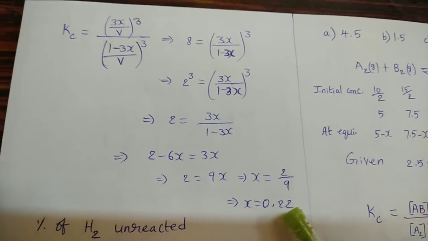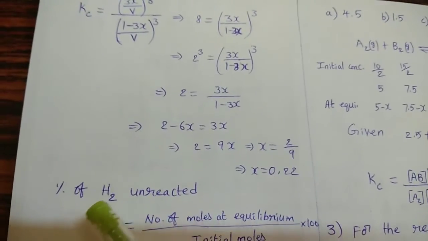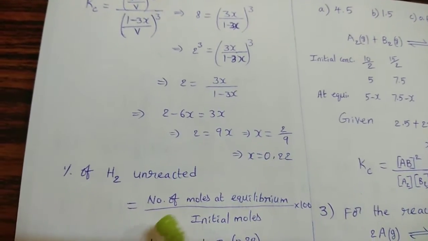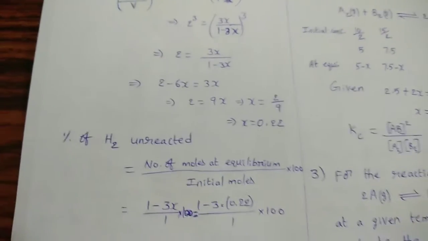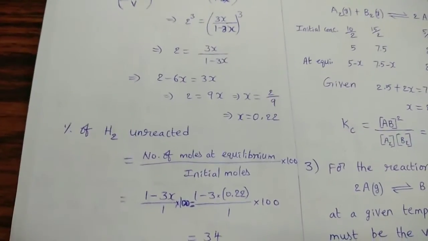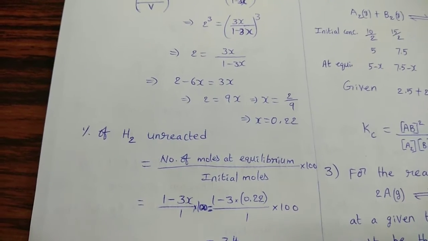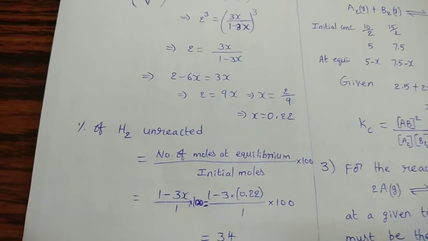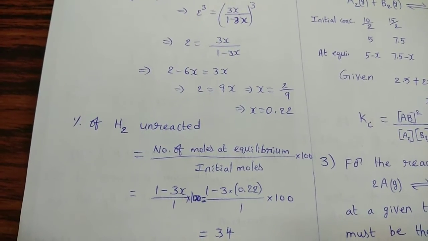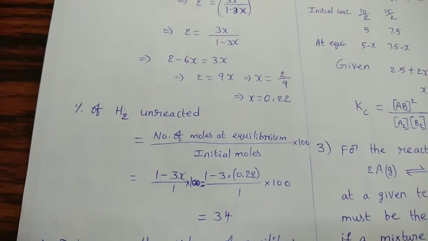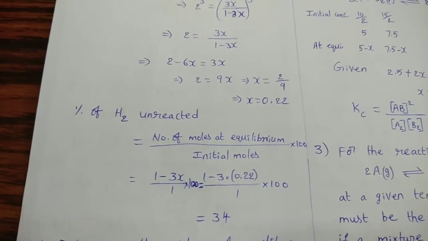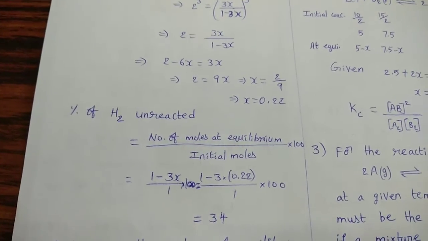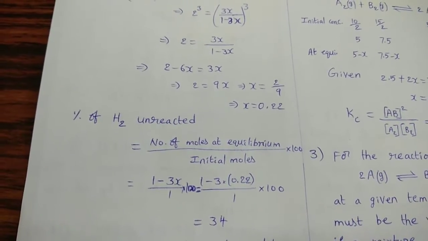x equal to 0.22. Now the percentage of H2 unreacted equals the number of moles at equilibrium divided by initial moles, into 100. At equilibrium, hydrogen number of moles is 1 minus 3x, initial is 1. So 1 minus 3x divided by 1 into 100, then we can get 34. That is the unreacted H2 gas after reaching equilibrium. So what is the option? Option B is the answer.